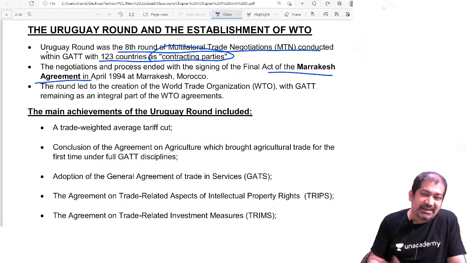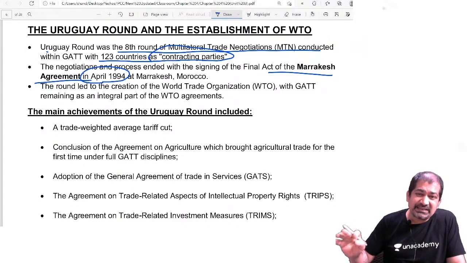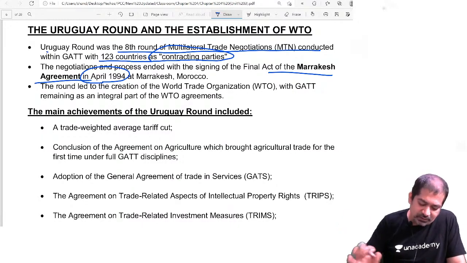So finally in 1994 in Marrakesh, Morocco, countries acceded to the creation of the WTO, and from 1995 it led to the inception of the World Trade Organization.